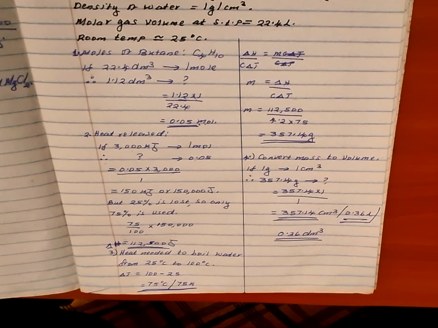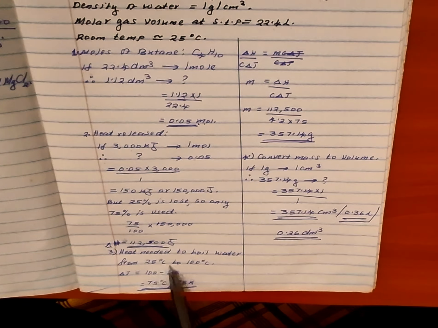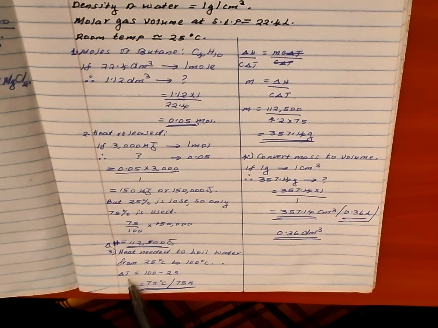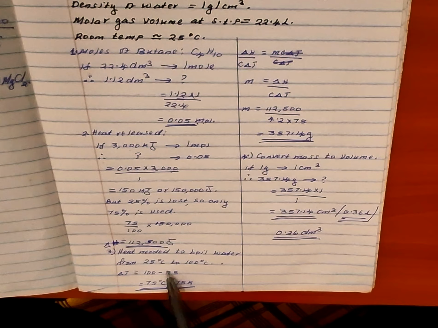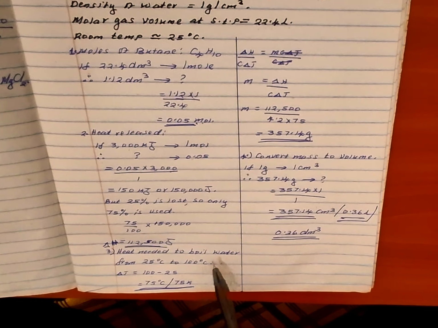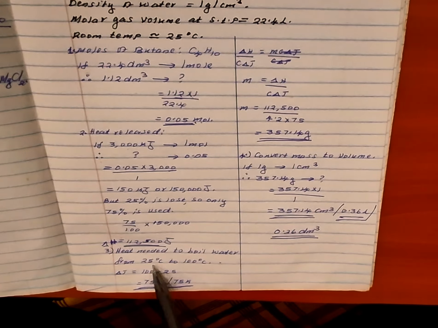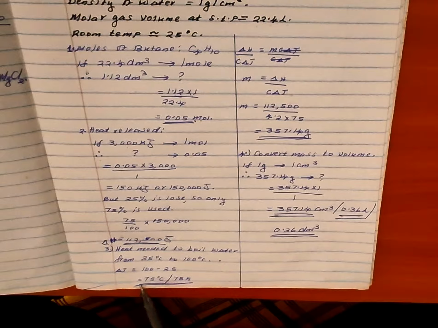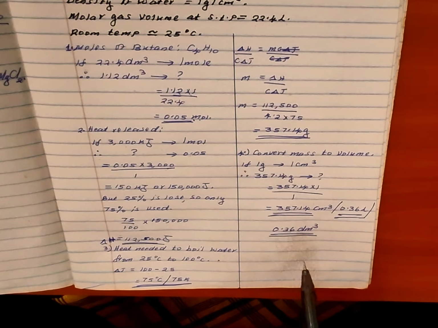We move to step number 3. The heat needed to boil the water from 25 degrees to 100 degrees Celsius. So what amount of heat is required? Delta T will be 100 minus 25. We need to remember this. We are boiling to 100 degrees Celsius, but we are not starting at 0. We are starting at room temperature. So it will be 100 minus 25, the temperature that the water already has, which is 75 degrees Celsius, the same as 75 Kelvin.